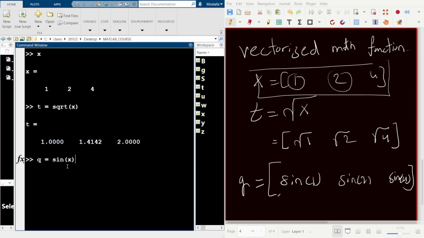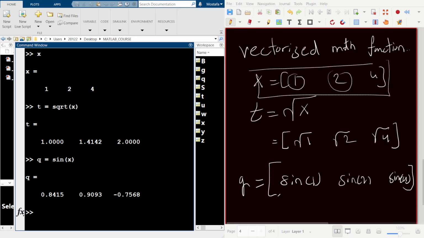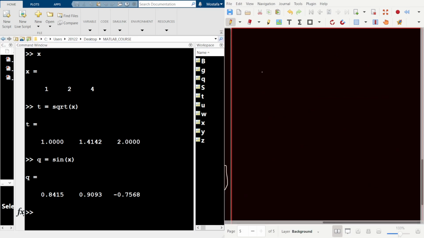So where is the word vector coming from? It is coming from the fact that I can call it an array or a vector, right? So let's do this, and you get the sine of each one of these numbers. So pretty much any mathematical function is automatically vectorized in MATLAB. But this actually brings us to one last important thing to note.